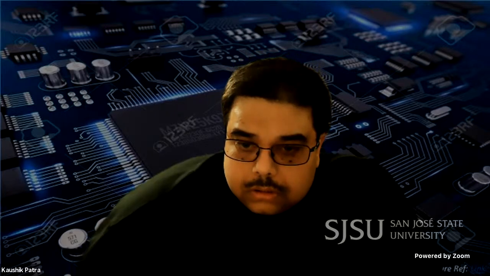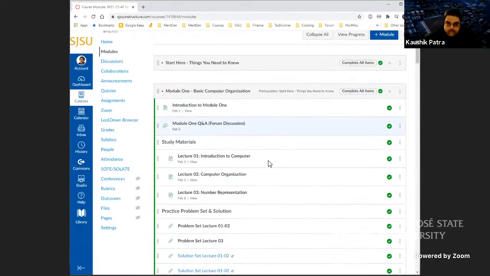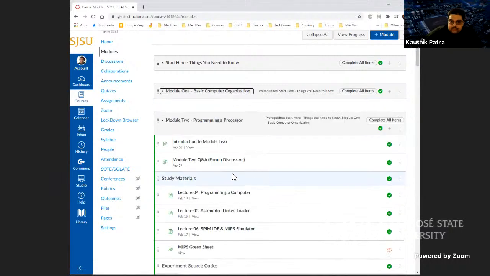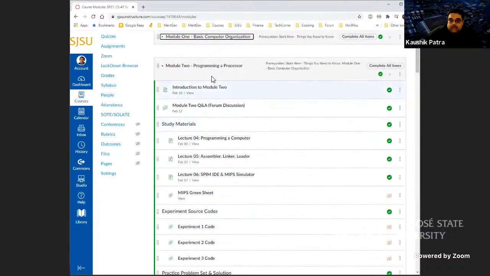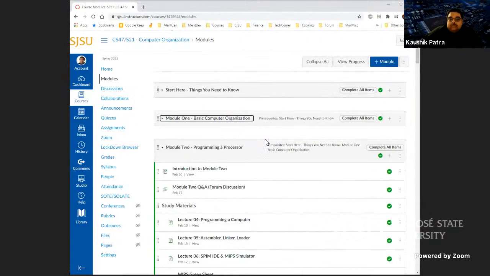Let me share. Okay, here. All right, so we should be at the end of lecture 3 by this time, as the timeline says. So I hope you have all reviewed until this. And next we move on to the next part, programming a processor. This is very interesting. That is the bread and butter of this course until the midterm. So we are going to study how to program a processor.